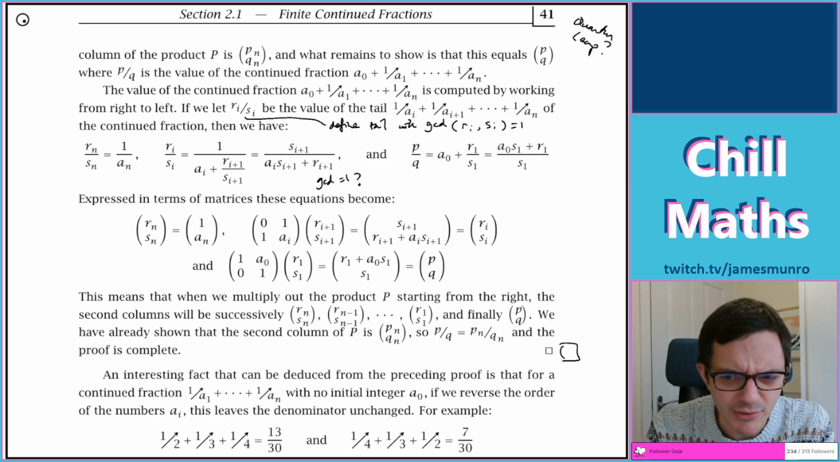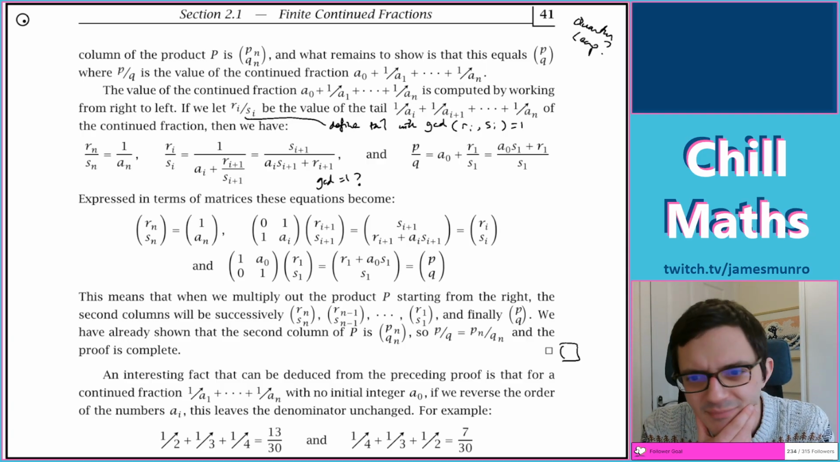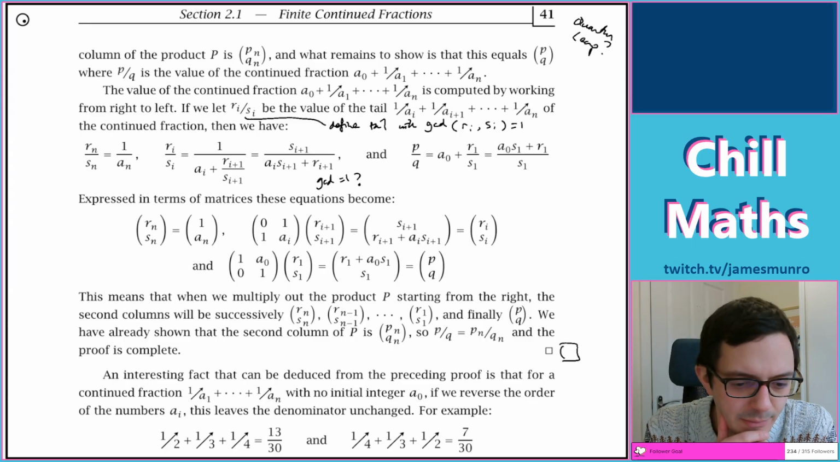There's some matrices going on, there's some operation which looks pretty good, but what's it actually got to do with continued fractions? I think that's where I'm stuck. I intend to be stuck on this for about 5 minutes.